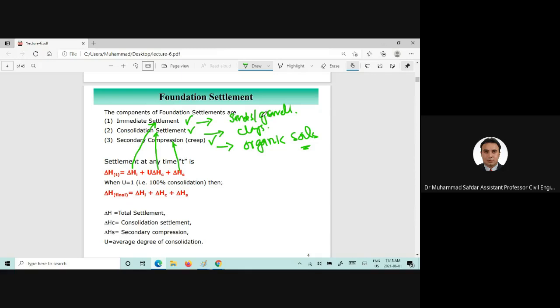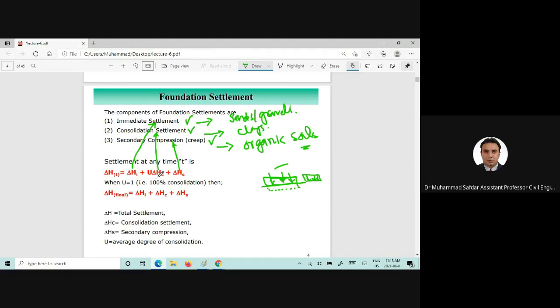So if the load applied onto the soil is not that huge, and this immediate settlement is occurring, and then the load is removed, it will recover again to its original position, because that is dependent upon the modulus of elasticity of this particular soil.